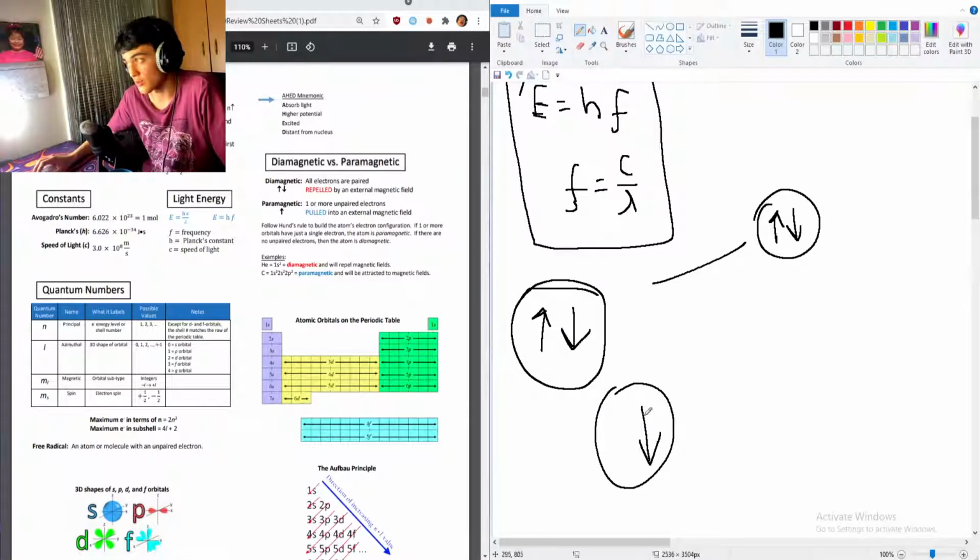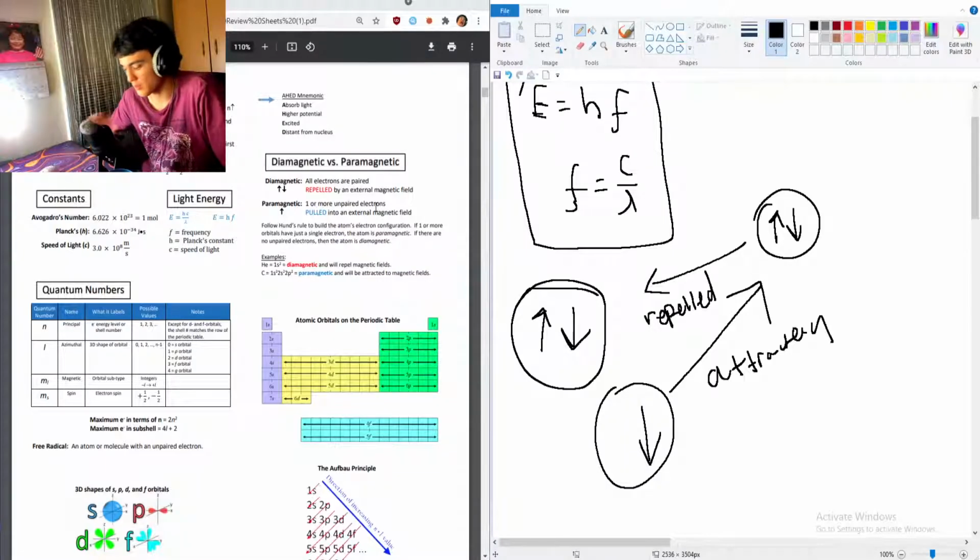This would want to be attracted to it. Let's say this is moving away from it, like, get away from me. I don't know if an arrow is a good depiction of it, but, nah, that's not good. This is attracted, and this is repelled. Repelled and pulled, attracted, in an external magnetic field.